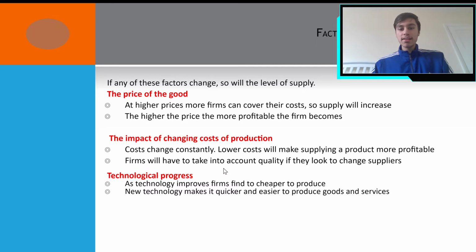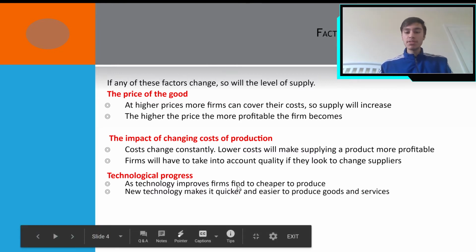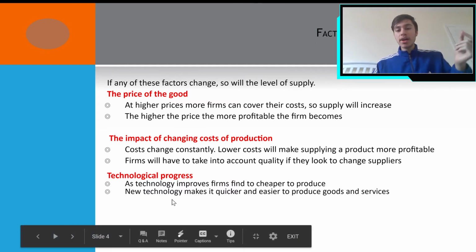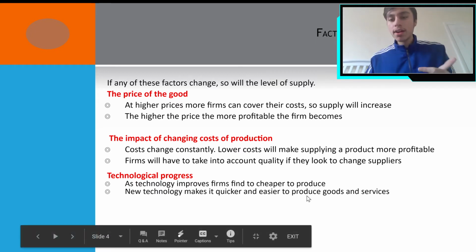Firms will also have to take into account quality if they look to change suppliers. Of course, you need to make sure that even if your costs are changing, you are still maintaining that quality so that people will buy your product. Now, technological progress. As technology improves, firms find it cheaper to produce. This point is related to the second one. New technology makes it quicker and easier to produce goods and services. Again, if your costs are lower, you can produce more, and you can maximize your profits.